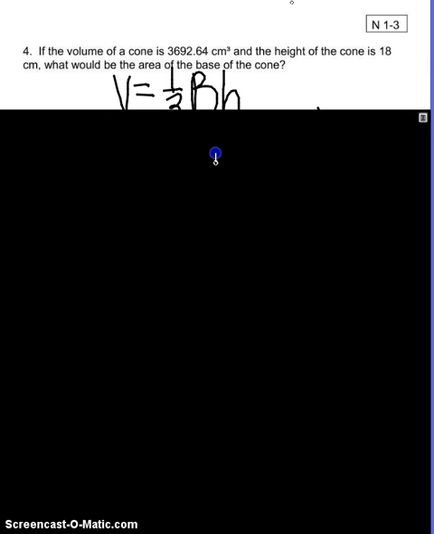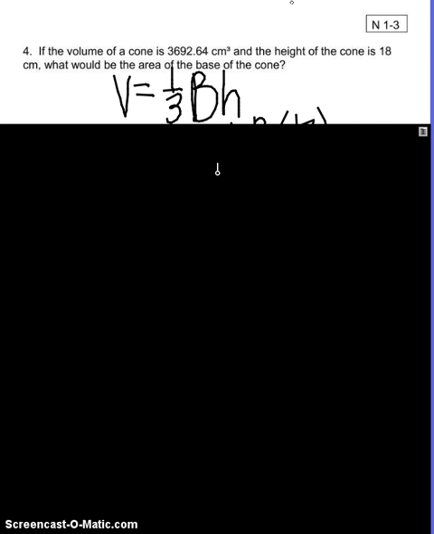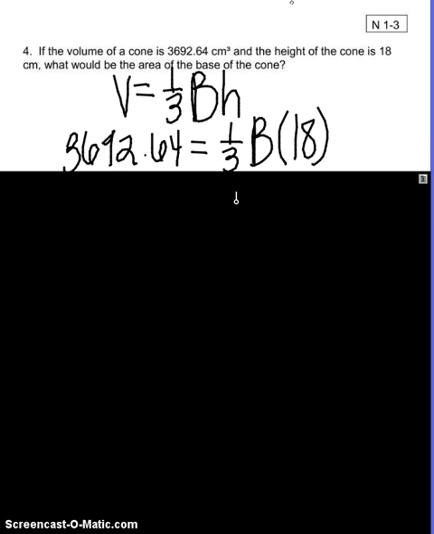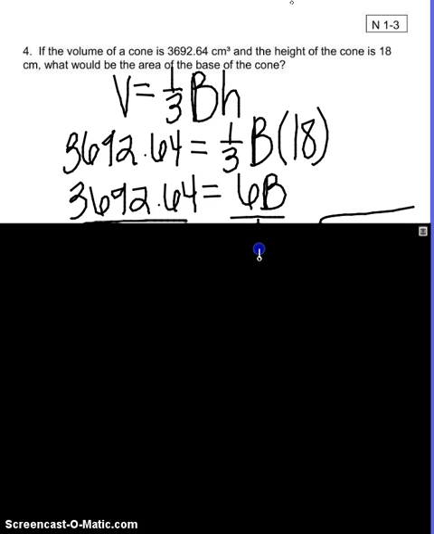Okay, so first we're going to need the formula. The formula for volume of a cone is volume equals 1/3 area of the base, that's what that capital B is for, times height. Okay, so let's take the numbers that we have and fill it in for the variables that it told us to. So I should have 3,692.64 is equal to 1/3 area of the base times 18, which again was my height.